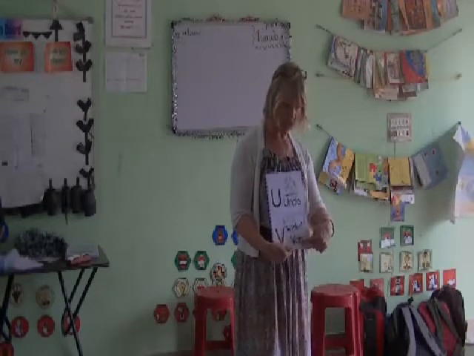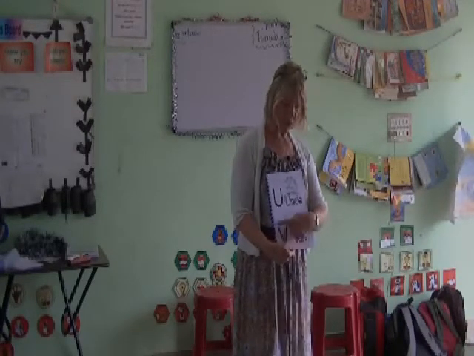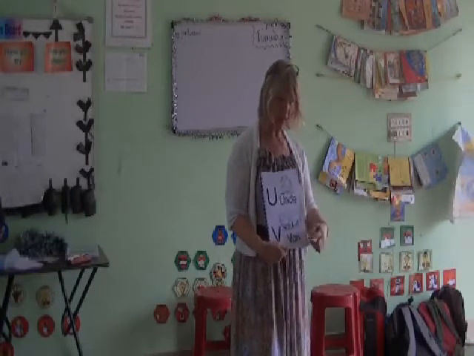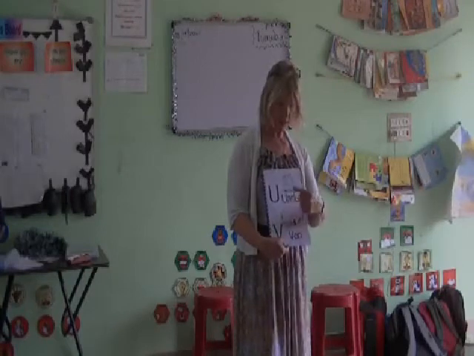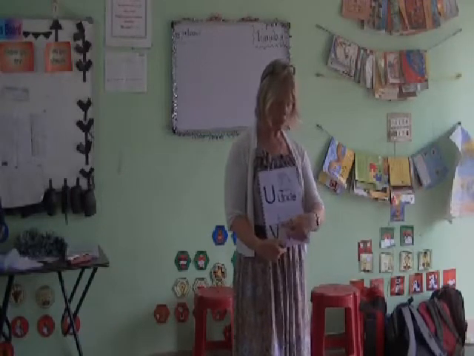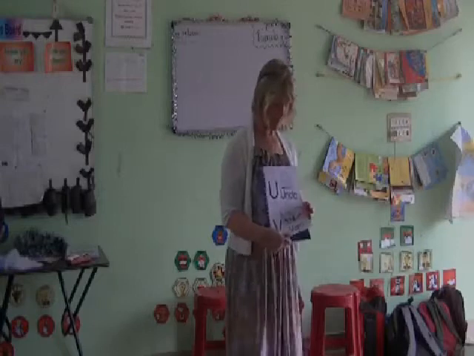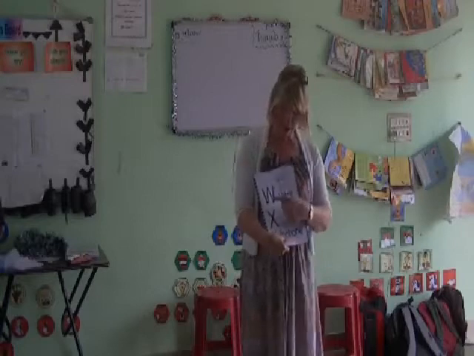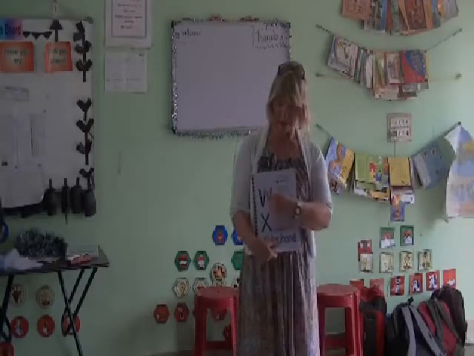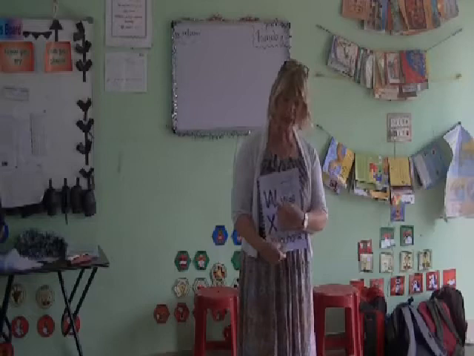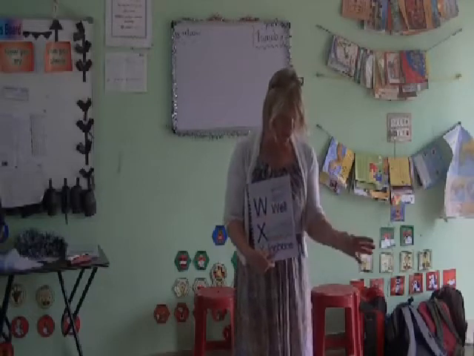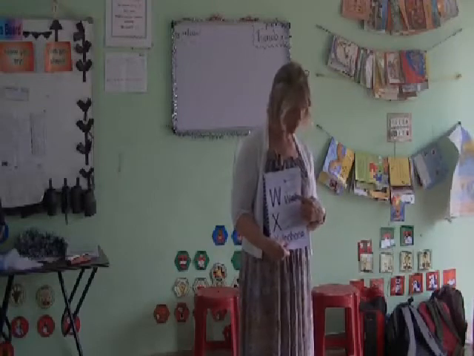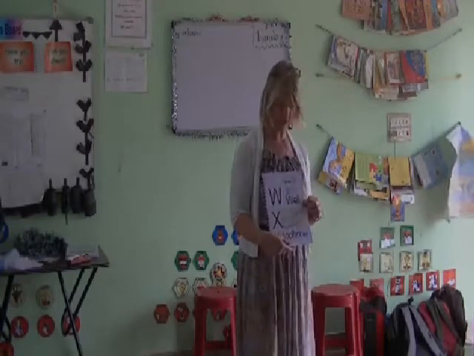V is for van. The letter is V, but the sound is V for van. Over here we have W. The letter is W, and the sound is W. All together we go W, W, well. The word is well. That's right.